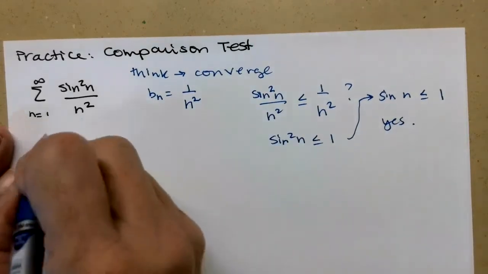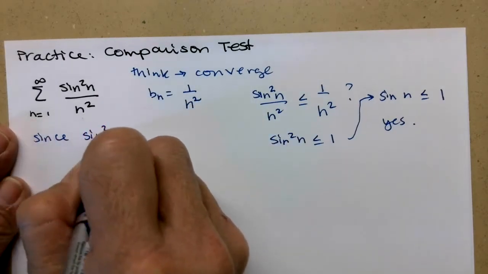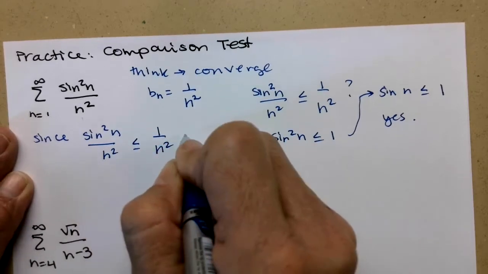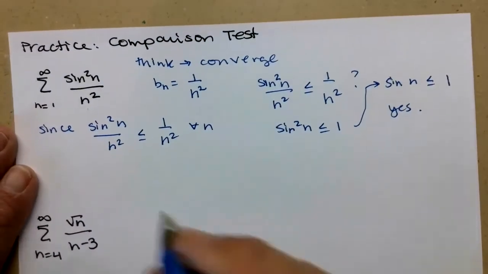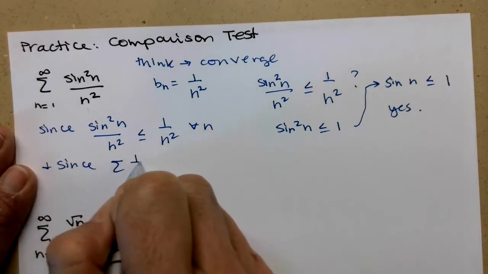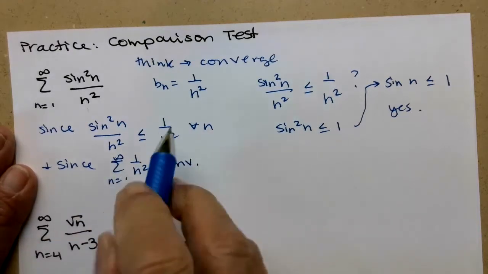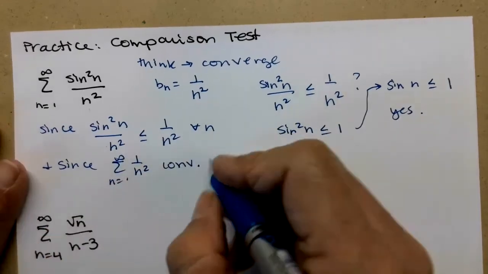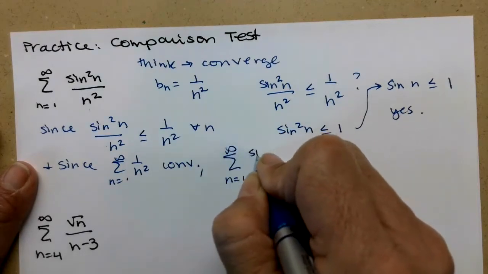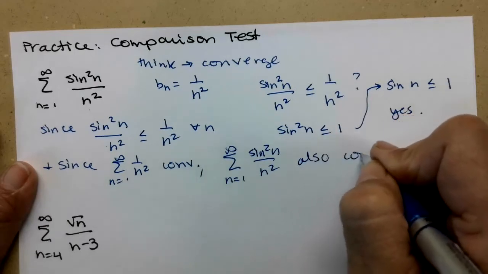So, we're just going to write it up then. Since sine squared n over n squared is less than or equal to 1 over n squared for all n, and since the series of 1 over n squared from 1 to infinity converges, this series that's always less than or equal to it, sine squared n over n squared, also converges.